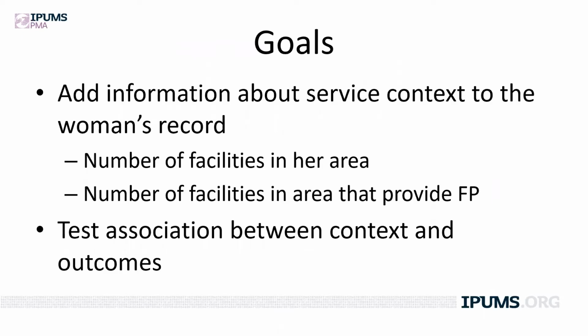So the goal of today's webinar is for us to add information about the family planning service context onto the woman's record. So the two examples are really, really basic. We're going to count the number of health facilities that are in her small EA, in her small community area. We're also going to count the number of facilities that provide family planning. And then we're going to do a simple testing of association between the service context and a particular individual woman's health outcomes.